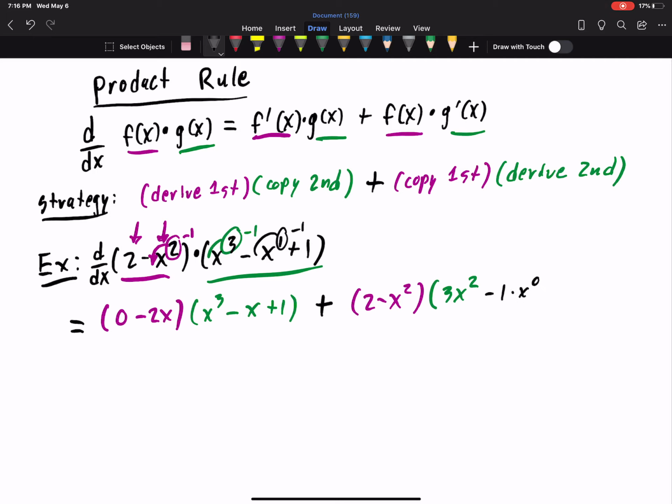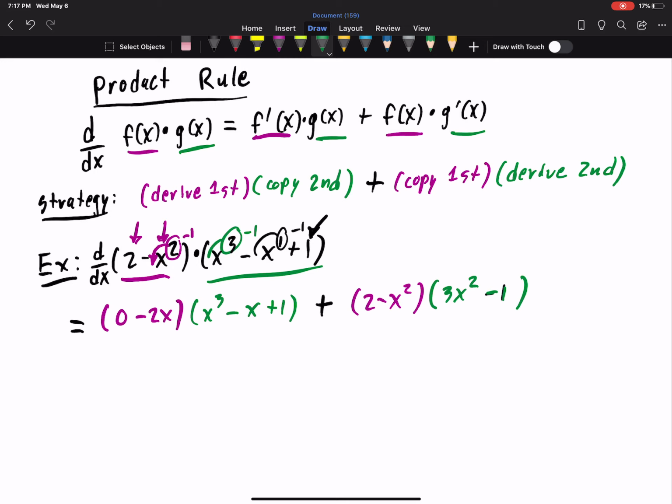But x to the 0 is just 1, so we don't actually need to write it. The derivative of minus x is just minus 1. If you knew that, you can write that. You don't have to go through the full explanation that I did. And then finally, when we derive this last term, this constant 1, that is equal to 0. So you could say plus 0, or just not write anything. Okay, close that off. You're done.